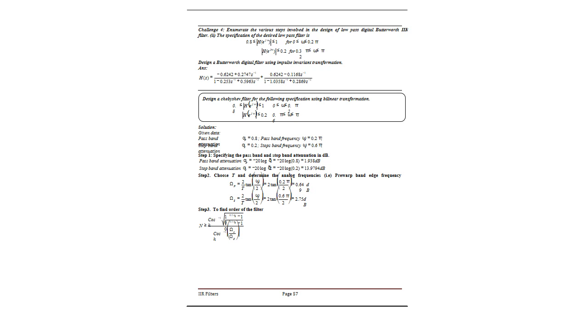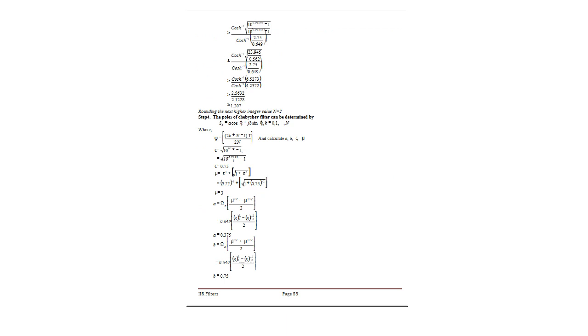The third step is to find the order of the filter. For that we use the formula: N is greater than or equal to cosh inverse of root of (10 to the power of 0.1 alpha s minus 1) by (10 to the power of 0.1 alpha p minus 1), divided by cosh inverse of modulus of omega s by omega p. So we will get the final answer as 1.207. Rounding this value to the next highest value, we get N equal to 2.